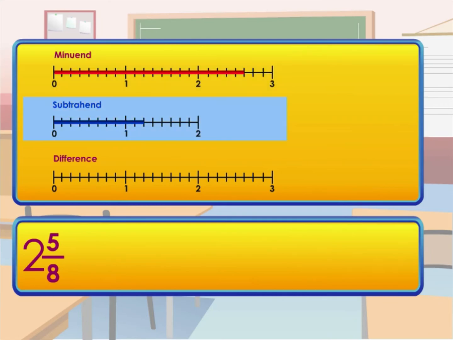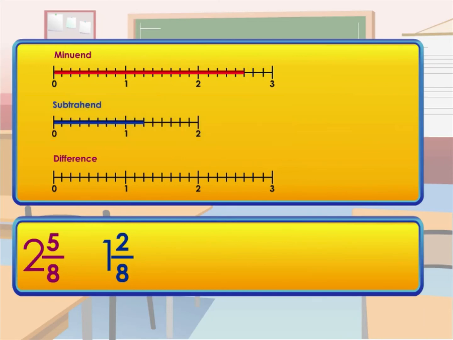Now look at the subtrahend number line. The lines are divided into 8 parts. The blue line stops at 1 whole and 2 parts. So we read it as 1 and 2 over 8 or 1 and 2 eighths.